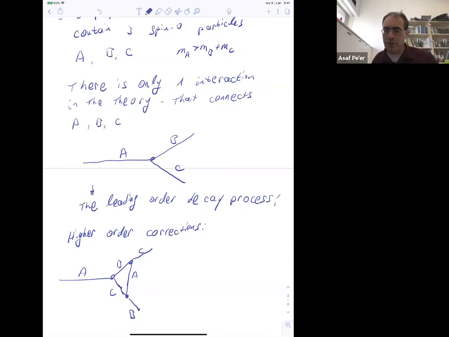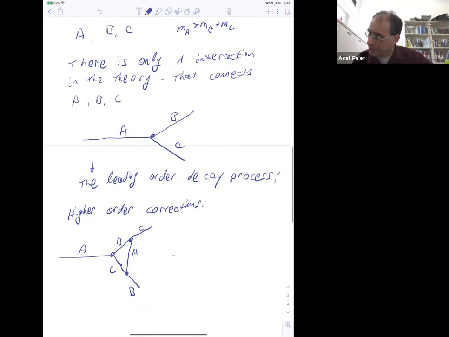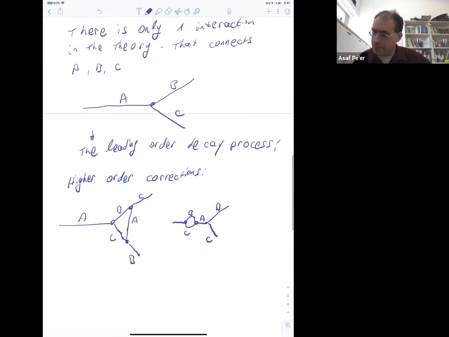Of course, here we have three vertices. The rules are the same rules. Each vertex connects A, B, and C. So we can have A that interacts with the B and the C, and then they merge, produce back an A, and then it decays into a B and C. That's another three vertices, 1, 2, 3. So we have third order correction.